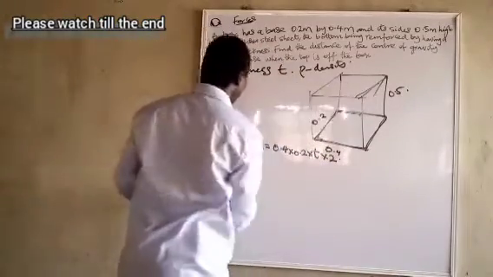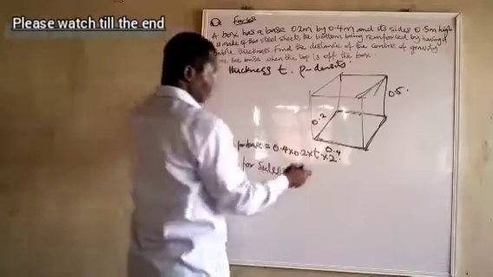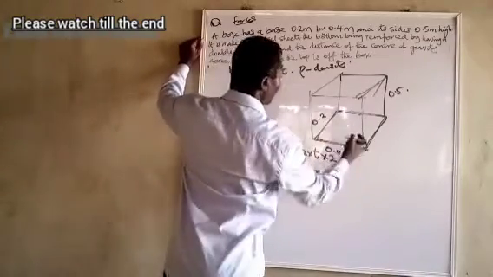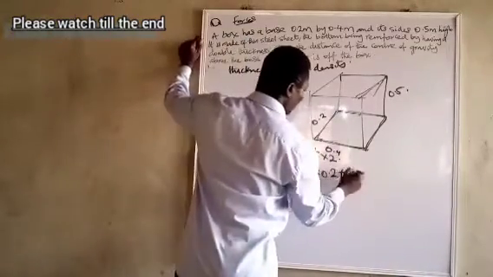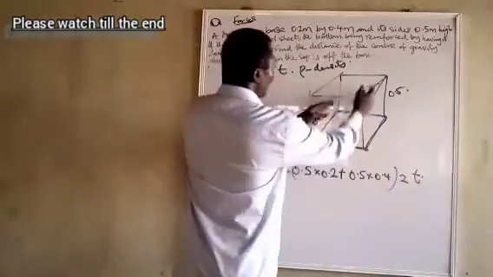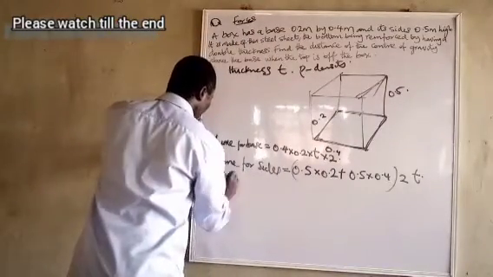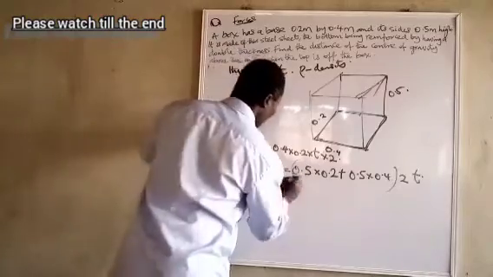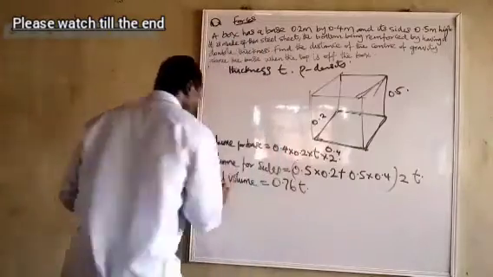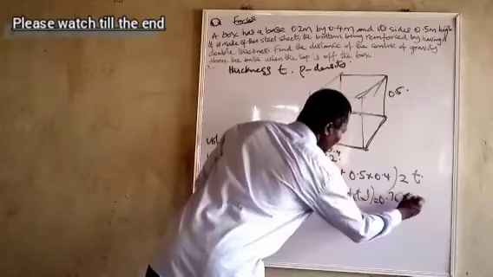For the sides, volume for side is equal to 0.5 times this place 0.2 plus 0.5 times 0.4, times 2. See, this side and this side. So everything gives me this. So at the end of the day, total volume will be equal to, let me work it out, 0.76 T. So mass total will be 0.76 T times density.